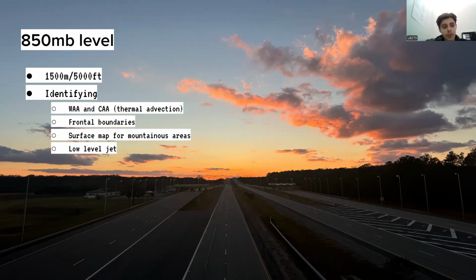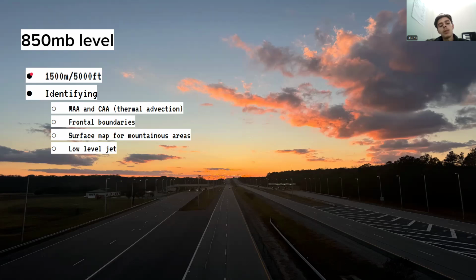At the 850 millibar level, that's going to be at about 1500 meters, which we would identify as decameters that are close to 150. At this level, we can see some thermal advection, which would be warm air advection or cold air advection. We can see frontal boundaries relatively easily here. It's essentially a surface map for the mountainous areas because the mountains are so high that they're already almost at this level, so it pretty much is the surface.